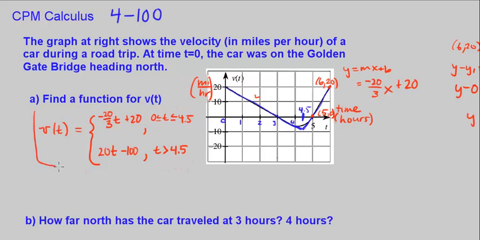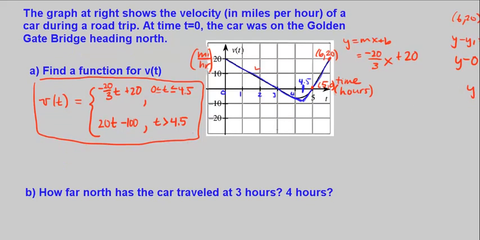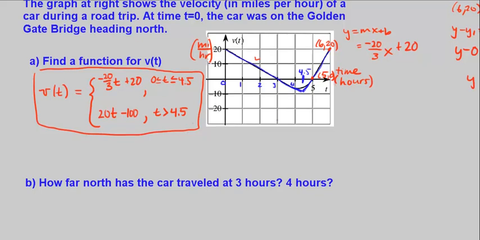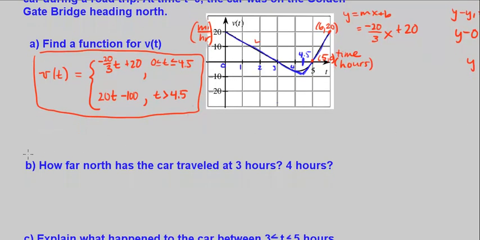So that's how I'm going to define v of t. Okay, so this is part A. Part B then asks, how far north has the car traveled in 3 hours? So this is asking about how far, and that means distance, right? And that's okay for us because even though this graph is velocity versus time, we know that the distance is going to be the area under the curve, under the velocity curve, right?